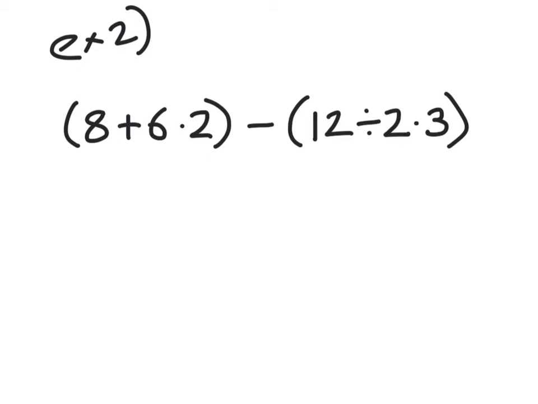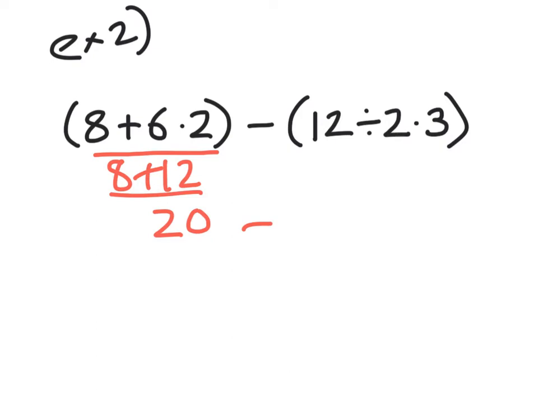Okay, example number 2. Start with parentheses. All right, we have 2 of them. So when we solve inside parentheses, we still follow order of operations. Look at this first parenthesis. What would come first? Would it be 8 plus 6 or 6 times 2? If you said 6 times 2, you're right, because multiplication comes before addition. So 6 times 2 is 12, and then we're going to add the 8. So that parenthesis is going to simplify to equal 20.